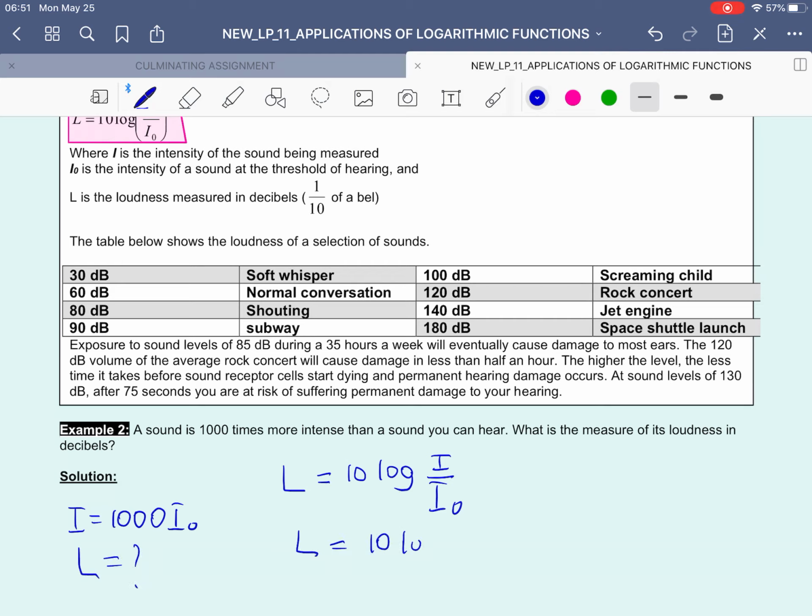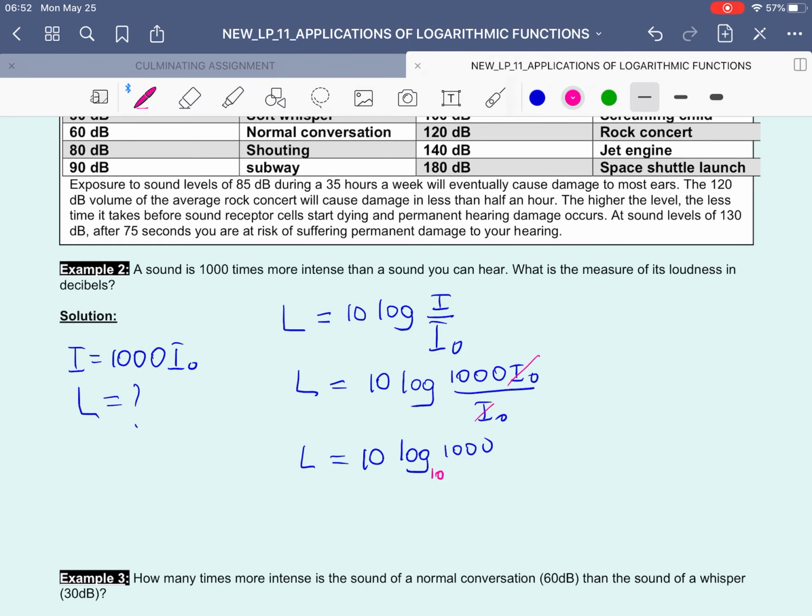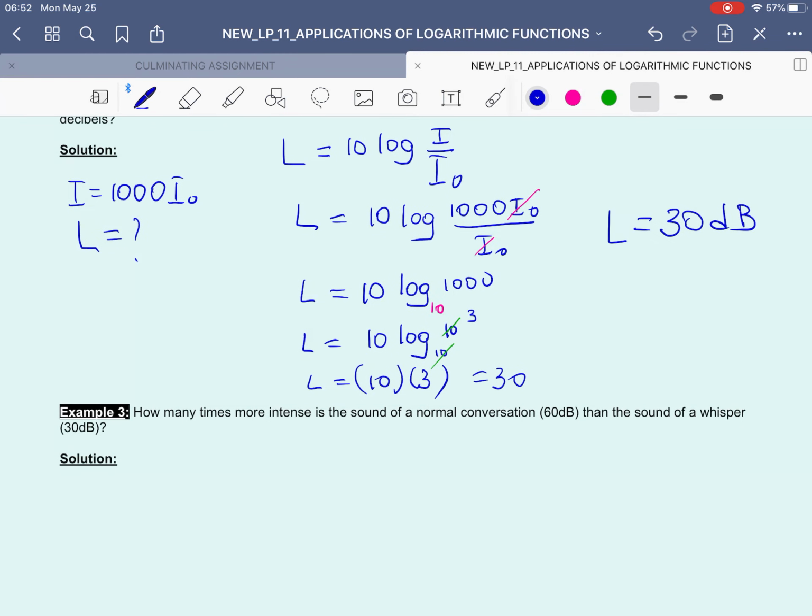Using the loudness formula, we have 10 log of I over I0, and for I, I'm going to write 1,000 I0, and I will leave I0 where it was. Obviously, we can simplify I0 now, and we're going to say that loudness is 10 times the log of 1,000. Remember what is sitting down here at the base of this log is the number 10, and we're going to say as a result that loudness is 10 log with base 10 of 10 to the power of 3. These two will beautifully simplify each other, and we'll end up with L equals 10 times 3, and that would equal 30. So the loudness would be 30 decibels in this case. Okay, now the next question is for you to try, and I will move on.